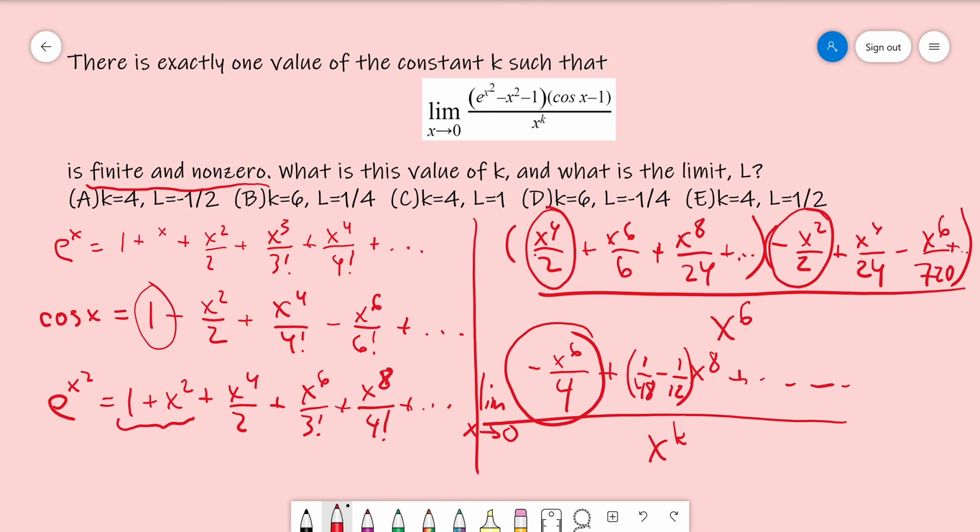Then the x to the 6 will cancel out with the x to the 6 in the numerator, and we'll have something like negative 1/4 plus something times x squared plus something else times some other power of x, and then when we take the limit as x goes to 0, all those x terms are going to drop out, and all that's left is negative 1/4. So our answer is that k has to be equal to 6, which is either choice B or choice D. And we see now that the limit, when k does equal 6, is going to be negative 1/4. So our answer is D.